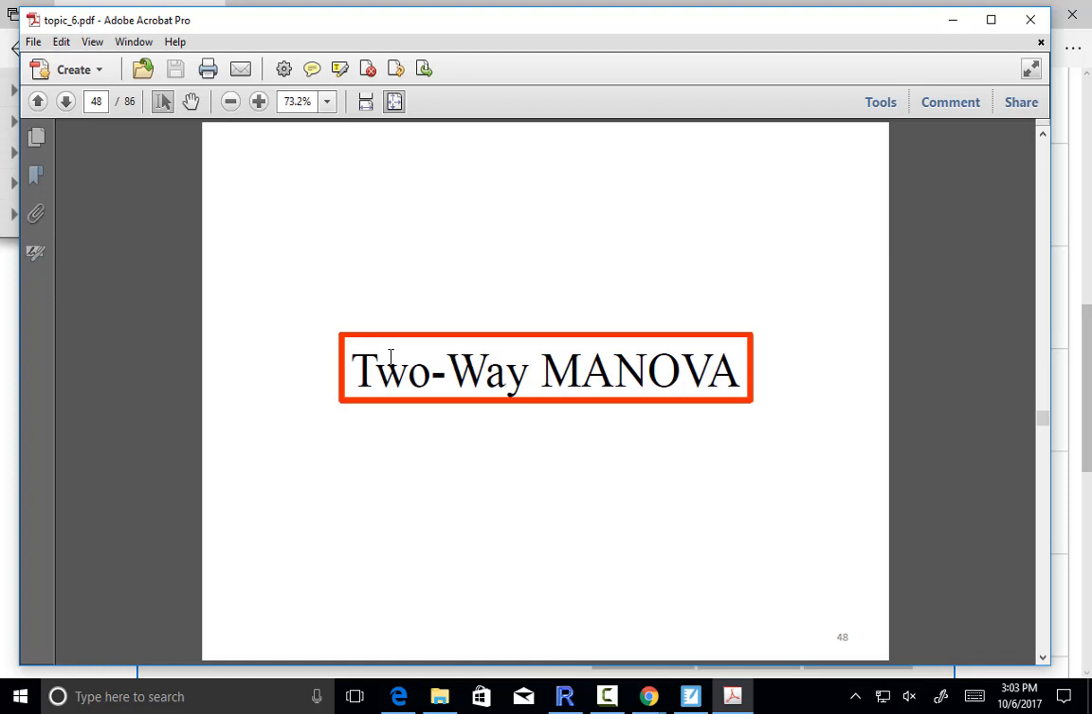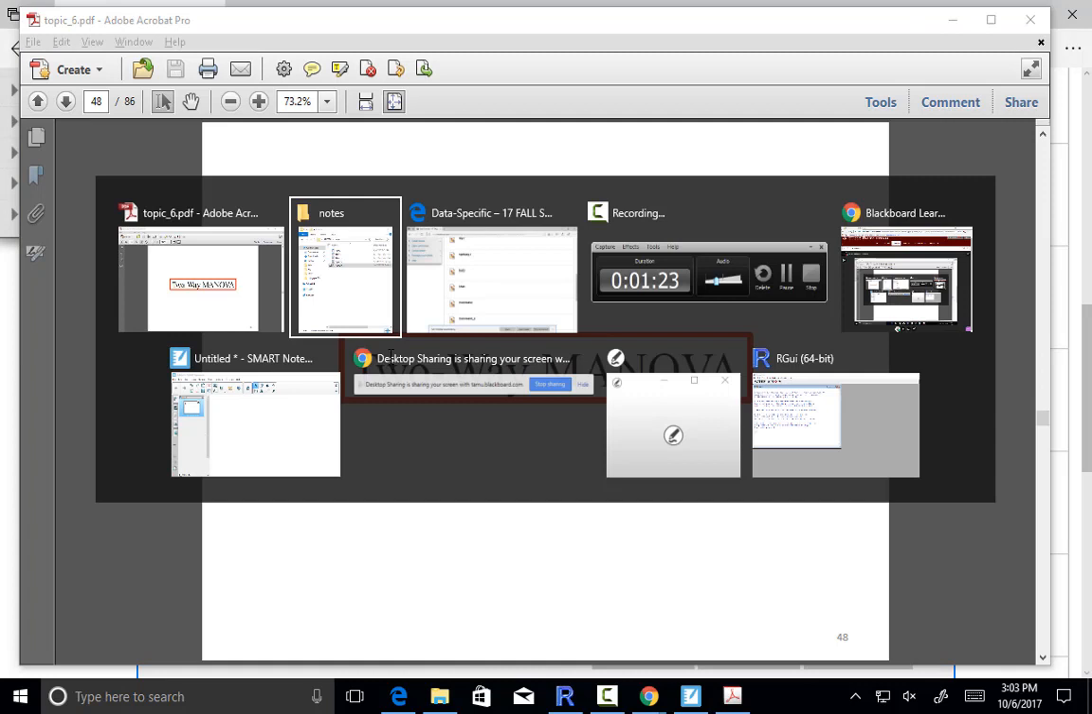Topic 6, slide 48, begins discussion of what's called two-way ANOVA. In the univariate case, ANOVA, you can have one-way ANOVA, you can have two-way ANOVA. The one-way versus two-way, what that has to do with is the predictor variables. What predictor variables do you have?